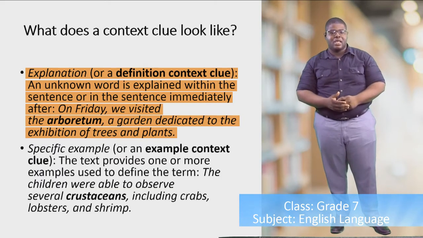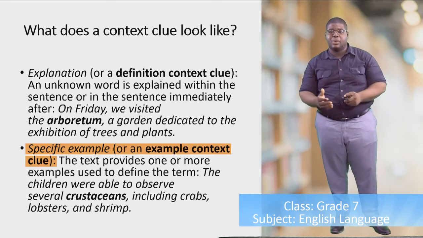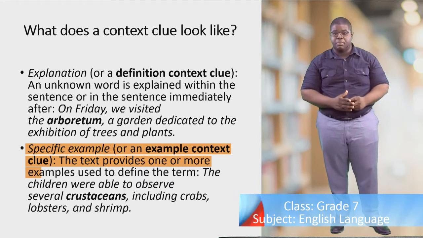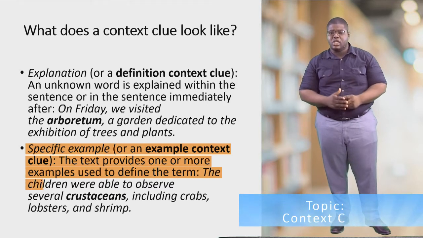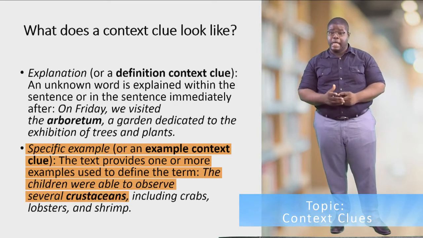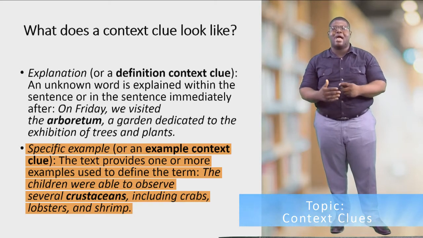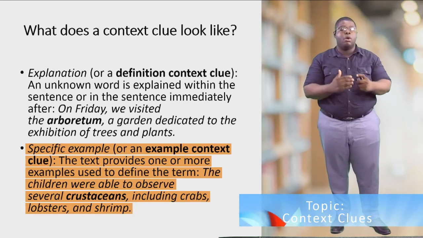Let's go. We can have the specific example or an example context clue. And this is where the text provides one or more examples used to define the term. The children were able to observe several crustaceans, including crabs, lobsters, and shrimps. So the examples now help you to understand the unfamiliar word or words.